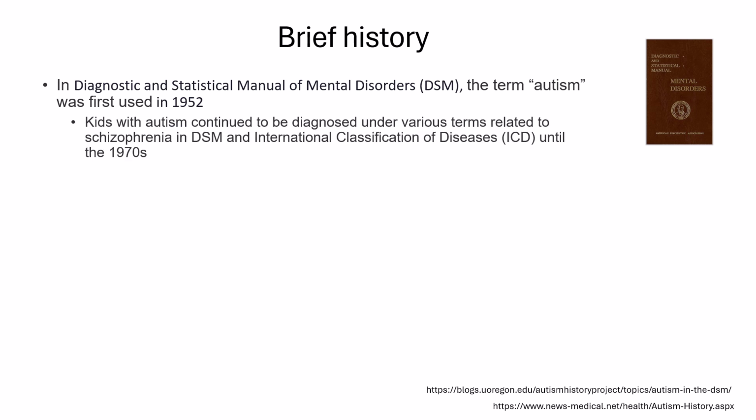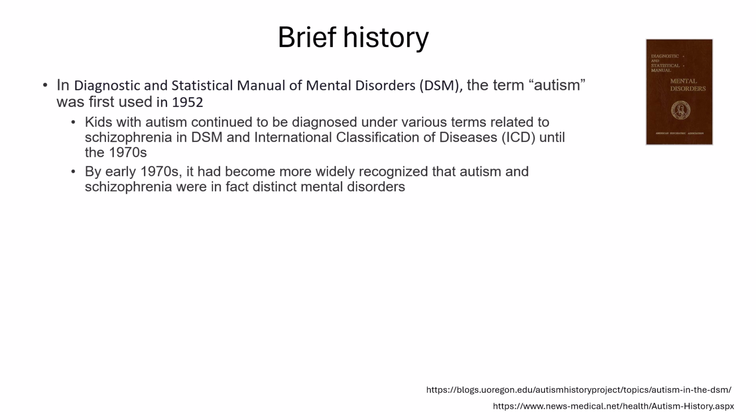Then in 1952, the Diagnostic and Statistical Manual of Mental Disorders, the DSM, kind of the Bible of mental health diagnoses and disorders. This is when the term autism was introduced, in 1952. Although kids with autism actually continued to be diagnosed under various terms and conditions related to schizophrenia in the DSM and also in the International Classification of Diseases until the 1970s. And if you talk to anyone, everybody knows that until relatively recently, I guess until about 30, 40 years ago, a lot of times kids with autism actually were misdiagnosed as having schizophrenia.